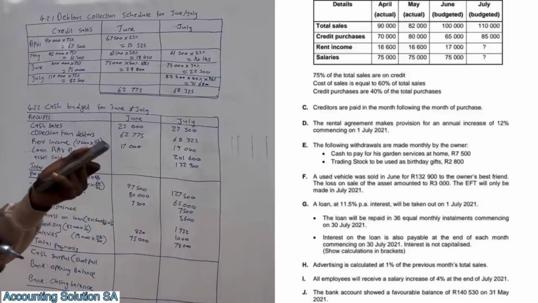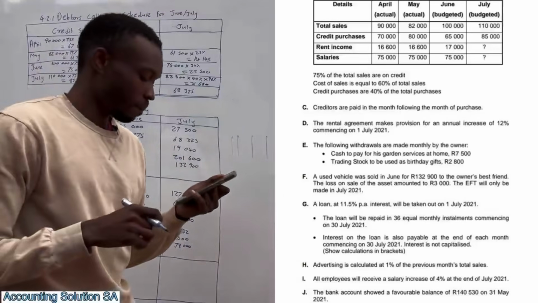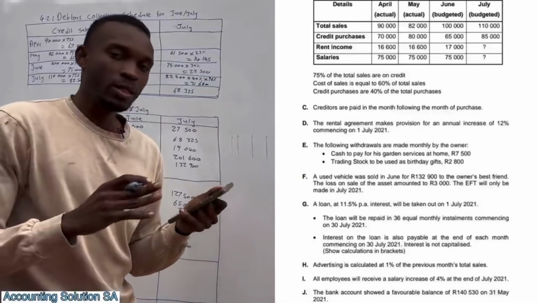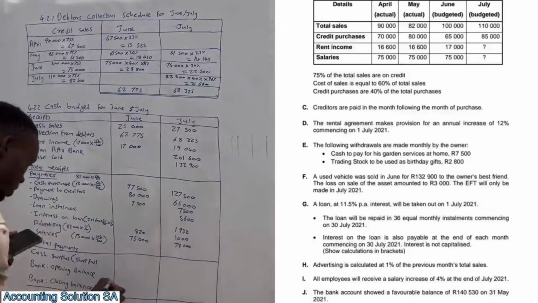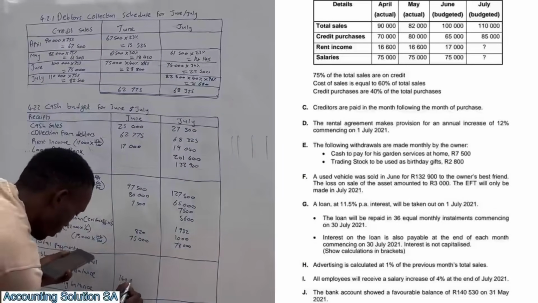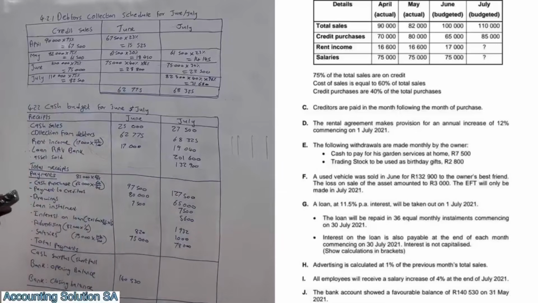Okay, and the other one, the bank showed a favorable balance of 140,000 on 31 May 2021. The bank shows a favorable balance. Favorable balance is positive. Unfavorable is negative. This one is positive. Opening balance, it will be 140,530. Okay, now we are done with everything.